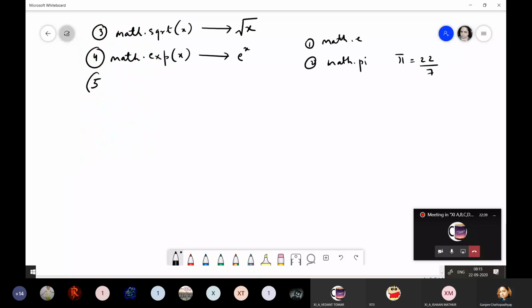FABS. Math.FABS. What does this stand for? It will give me the magnitude of x, or we also say absolute value of x. That is the magnitude of a number without its sign.